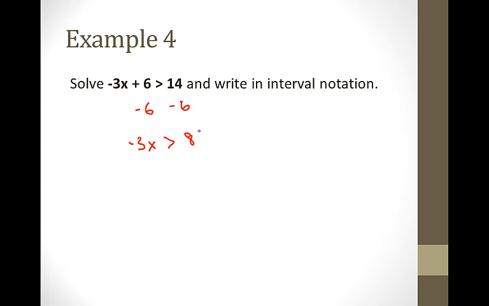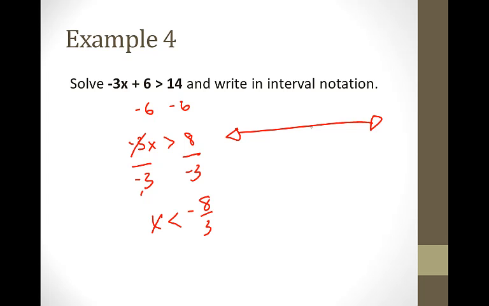Now divide by negative 3. I'm dividing by a negative number, so when I do that, I have to flip this inequality symbol. Again, optional here is to write this on a number line, so we'll say -8/3. Shade to the left. So interval notation, similar to the last one: -infinity, comma, -8/3. Again, it gets a parenthesis.